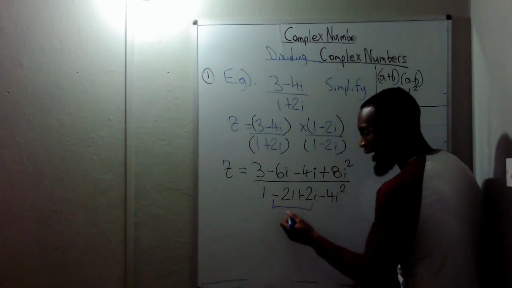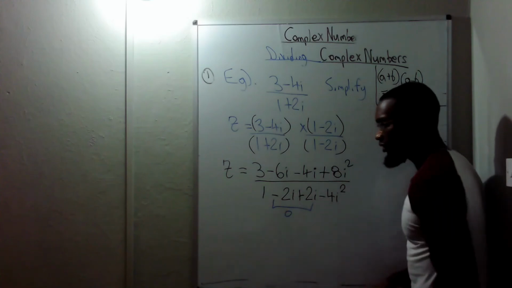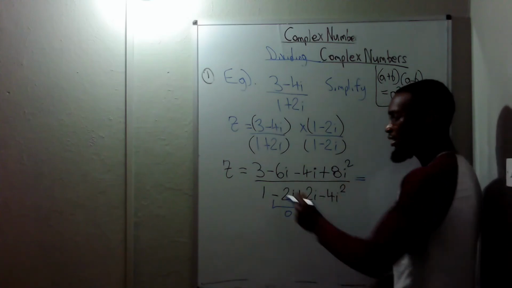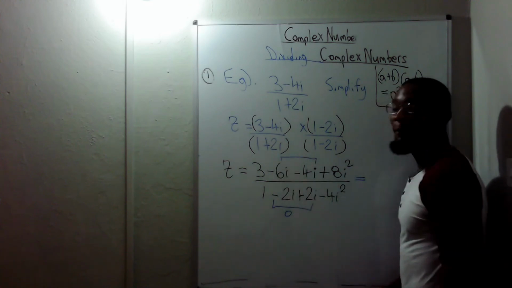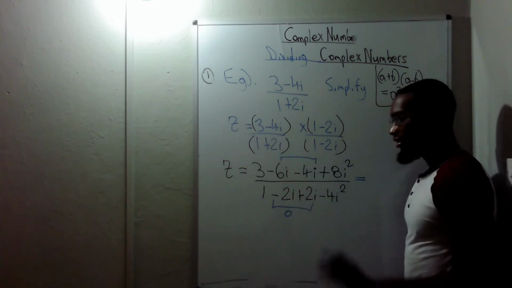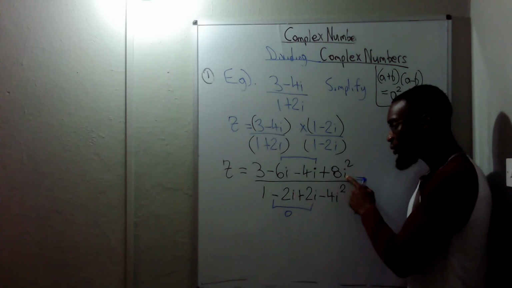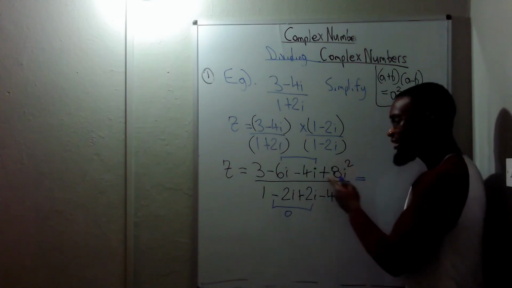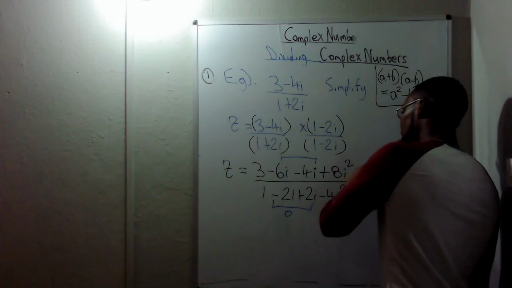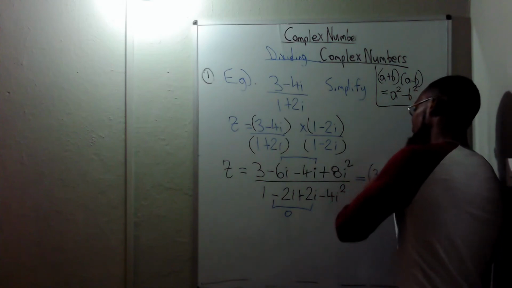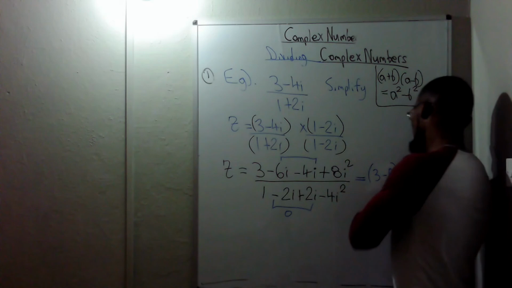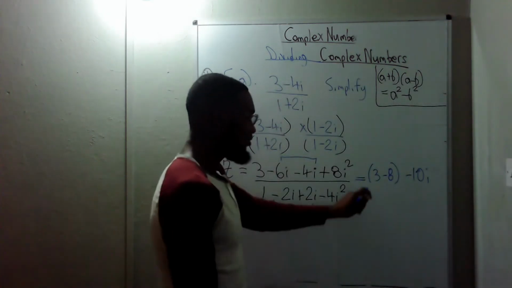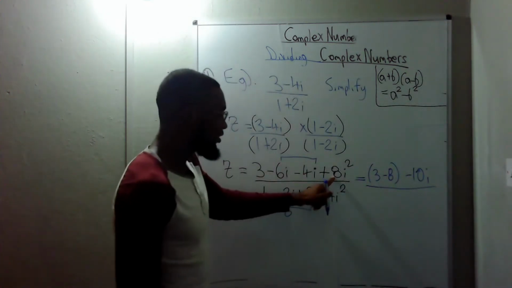Minus 2i plus i, 2i, that's 0. So what we get now is, look at this now. Minus 6i minus 4i is minus 10i. But i squared is what? Negative 1. i squared is negative 1. So this is negative 8. So this is 3 minus 8. And then this is minus 10i. That's what we have. This is minus 8.